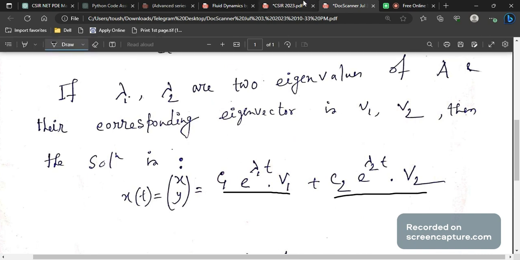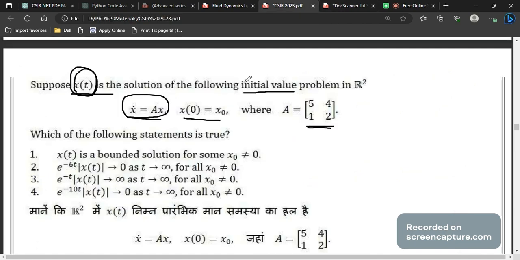Now let's see, if this is the case, then for our question what will it be? So this is the matrix, right? 5 4 1 2. So clearly you can see that row wise, this is 5 plus 1 is 6, this is 4 plus 2 is 6. So since column wise their sum is the same, that is 5 plus 1 is 6, 4 plus 2 is 6, that means 6 is an eigenvalue of this matrix.